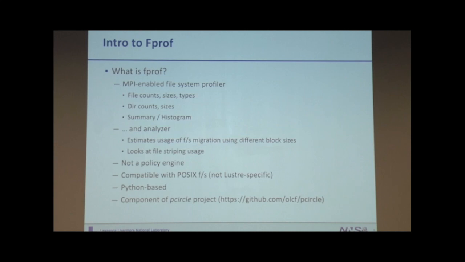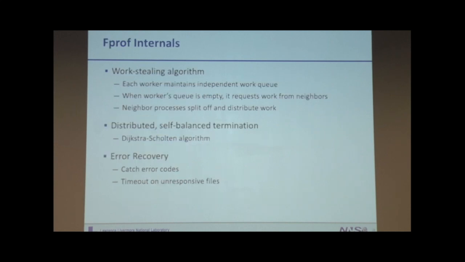It's part of the pCircle project up on GitHub. On the inside, Fprof tries to use some efficient algorithms. So for workload scheduling, it uses a work stealing algorithm where processes that have finished their workload can go out and randomly ask their neighbors or other peers for additional work.